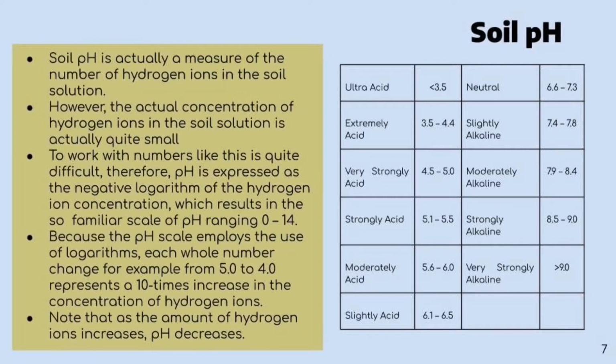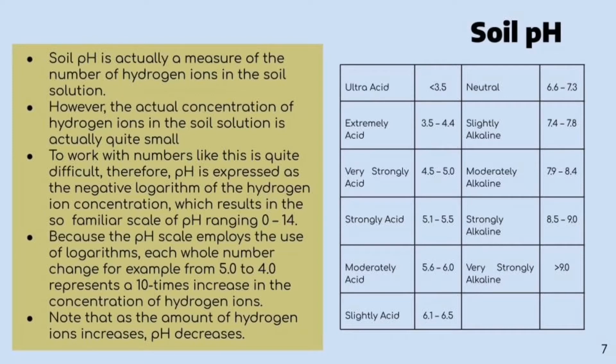Soil pH is actually a measure of the number of hydrogen ions in the soil solution. However, the actual concentration of hydrogen ions in the soil solution is quite small. For example, a soil with a pH of 4.0 has a hydrogen ion concentration in the soil water of just 0.0001 moles per liter. To work with numbers like this is quite difficult. Therefore, pH is expressed as the negative logarithm of the hydrogen ion concentration, which results in a more familiar scale of pH ranging from 0 to 14.